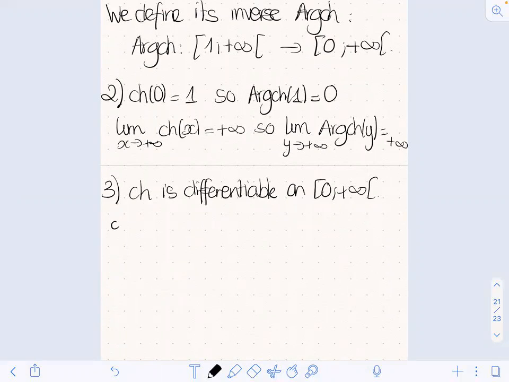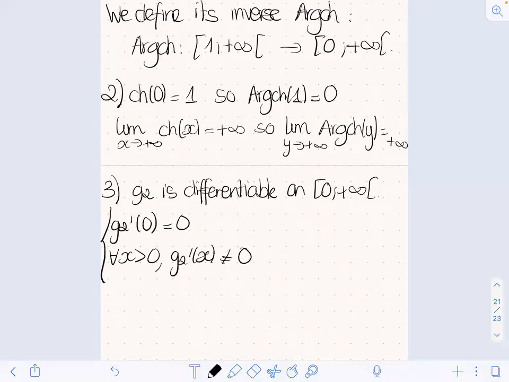Are there any points where the derivative of ch is equal to 0? Yes, on 0. Yeah. So if I call that G2 instead of ch, G2 prime of 0 is equal to 0, and that's the only point where the derivative is equal to 0. If we take any other x on 0 plus infinity, so any x strictly positive, G2 prime of x is not equal to 0.